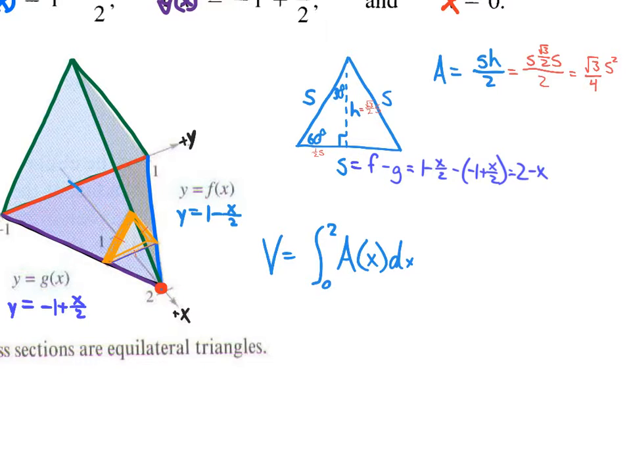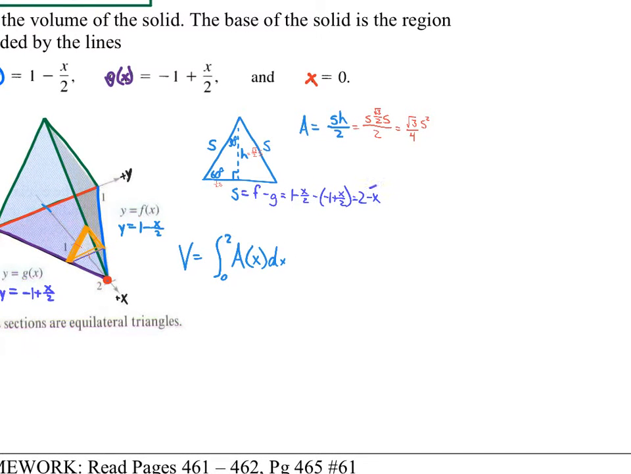Now we have A of x. Because I can now plug that in for s, and I have the function A of x equals radical 3 over 4 times 2 minus x squared. Wow. We solved the puzzle. And then all we have to do is actually take the integral. Okay? We have to take the integral.